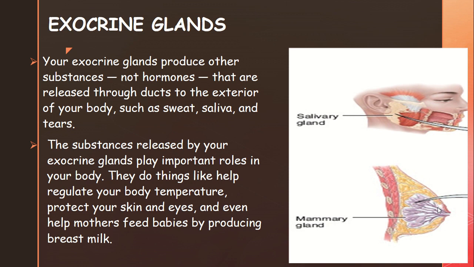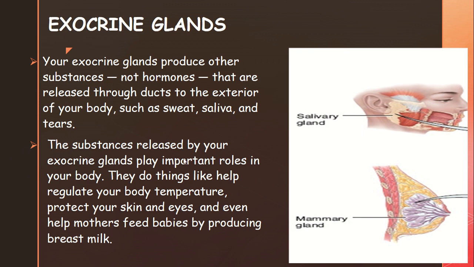For example, you can see here the structure of a mammary gland. The duct connects the mammary gland and the exterior part of the body. The breast milk which is produced in the mammary gland is carried through this duct and comes out of the body. So this is the simplest, easiest example which you can remember.